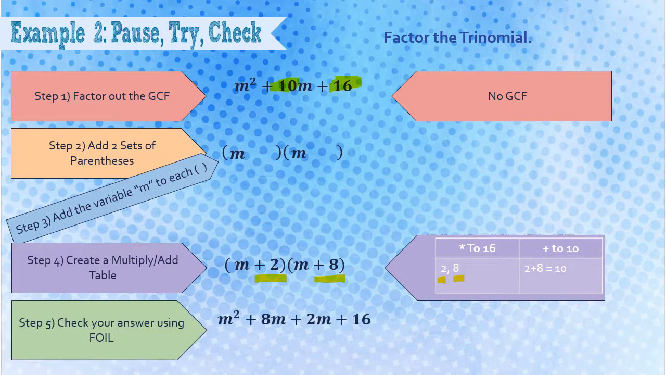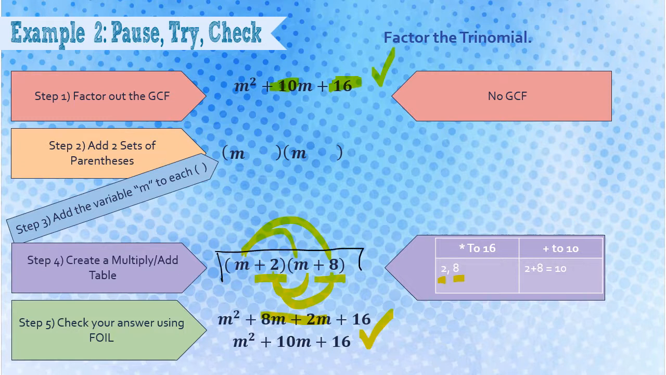After you've multiplied everything through, we end up with m squared plus 8m plus 2m plus 16. When I simplify by combining my like terms, I end up with m squared plus 10m plus 16, which is exactly where we started. This answer here, m plus 2 all times m plus 8, is the correct factored trinomial.